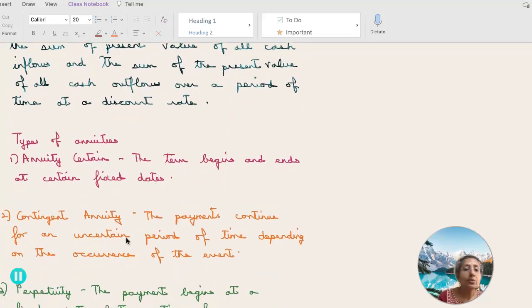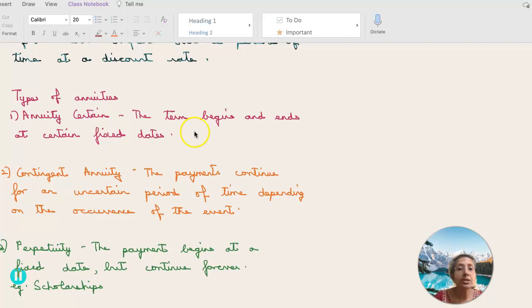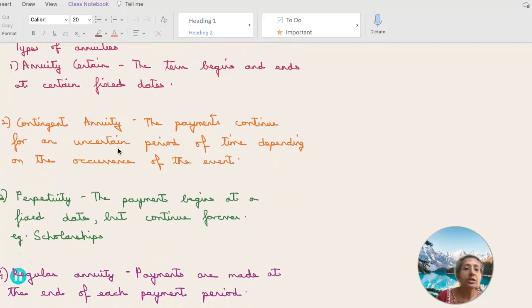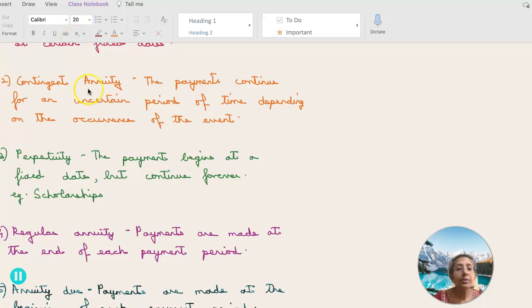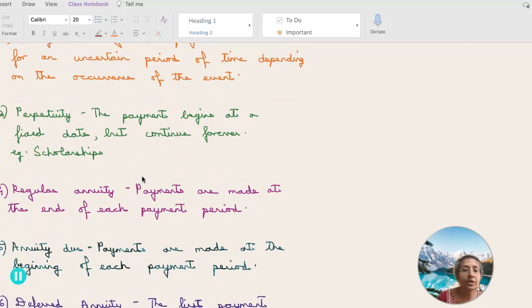So types of annuities, we have annuity certain, the term begins and ends at a certain fixed date. It is certain, starts at a fixed date, ends at a fixed date. Contingent annuity, the payments continue for an uncertain period of time depending on the occurrence of the event. So this is uncertain. If the event occurs, then it happens. Perpetuity, the payment begins at a fixed date but continue forever. For example, the scholarship funds or endowment fund.